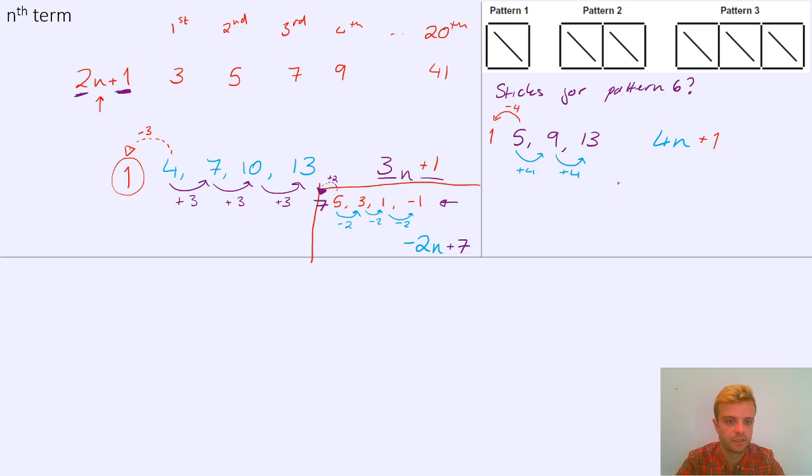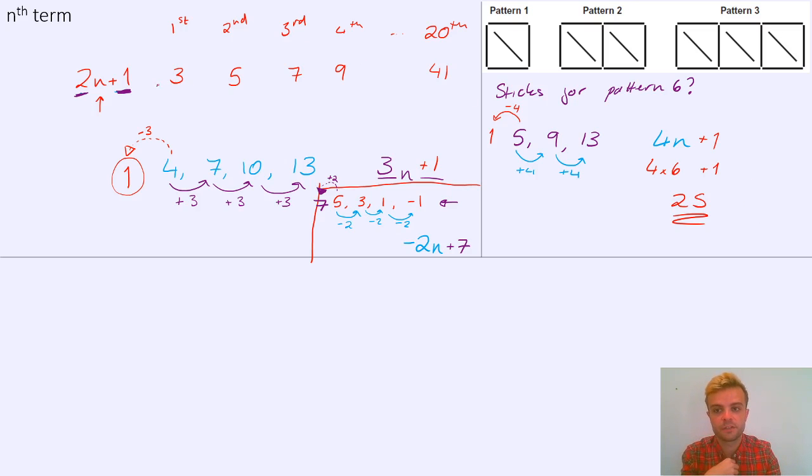So to work out the number of sticks in pattern 6, we do 4 times 6 plus 1. 4 times 6 is 24, plus 1 is 25. So that's the number of sticks you need for pattern 6. But that's the more complicated type of question.